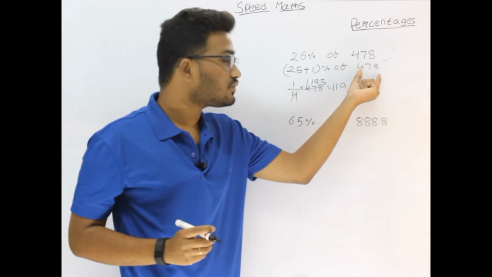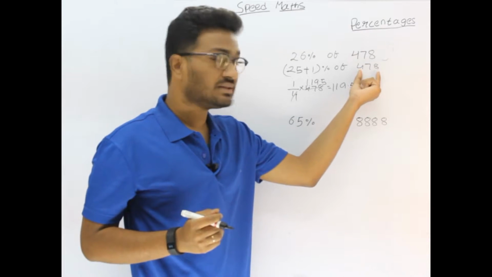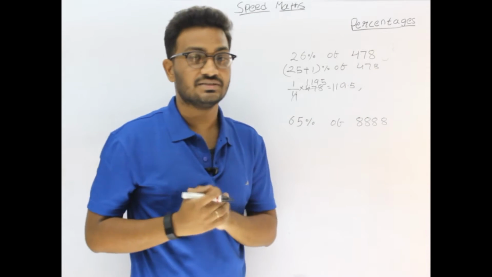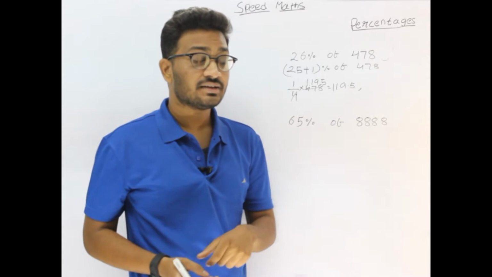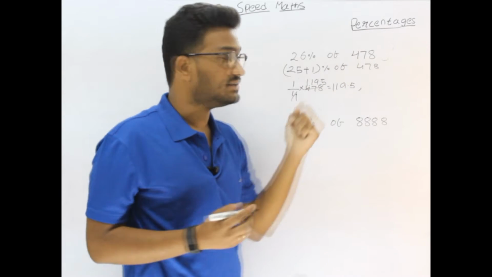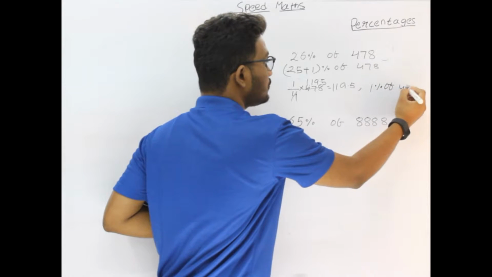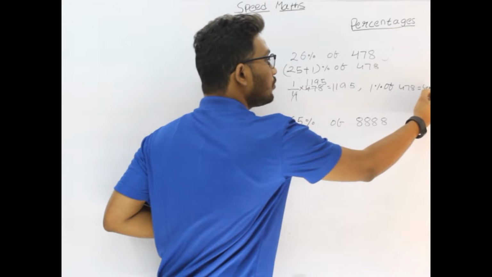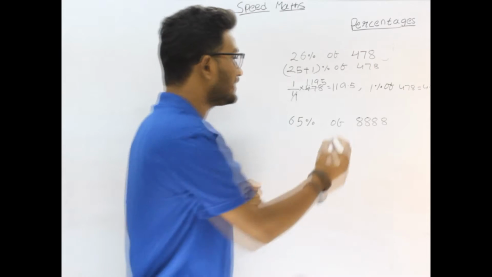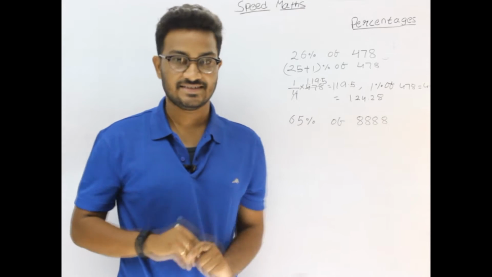We all know that 478 is 100%. So what will be 10%? We have to divide it by 10. Then we will get 10%, that is 47.8 is 10%. In order to get 1%, we have to divide that 10% by 10, which will give us 4.78. So 1% of 478 is 4.78. Now we have to add this number and this number, which will give us 124.28.